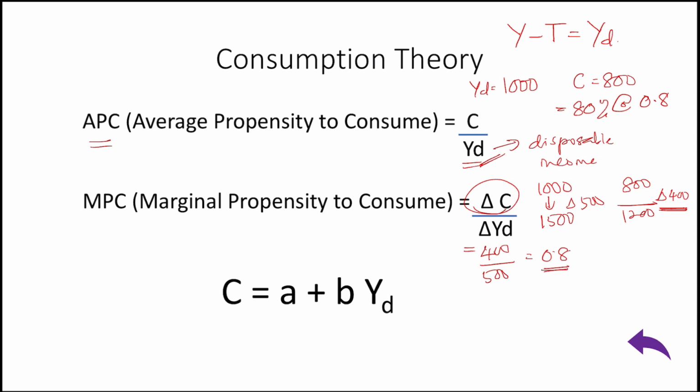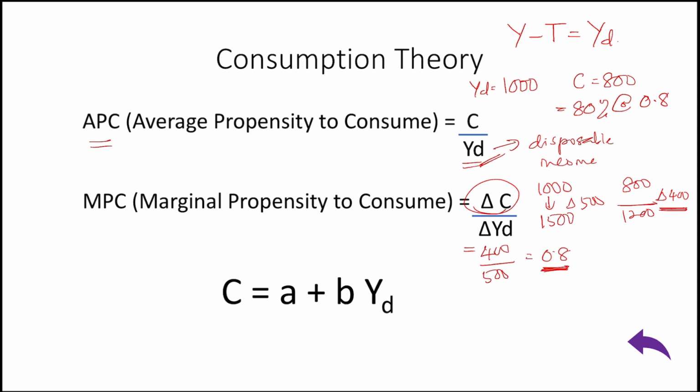It can be interpreted as, when your income has increased by 1 ringgit, your spending, your consumption expenditure, will increase by 80 cents. If your income increased by 1%, the consumption expenditure will increase by 0.8%. Okay, this is the ratio of MPC.